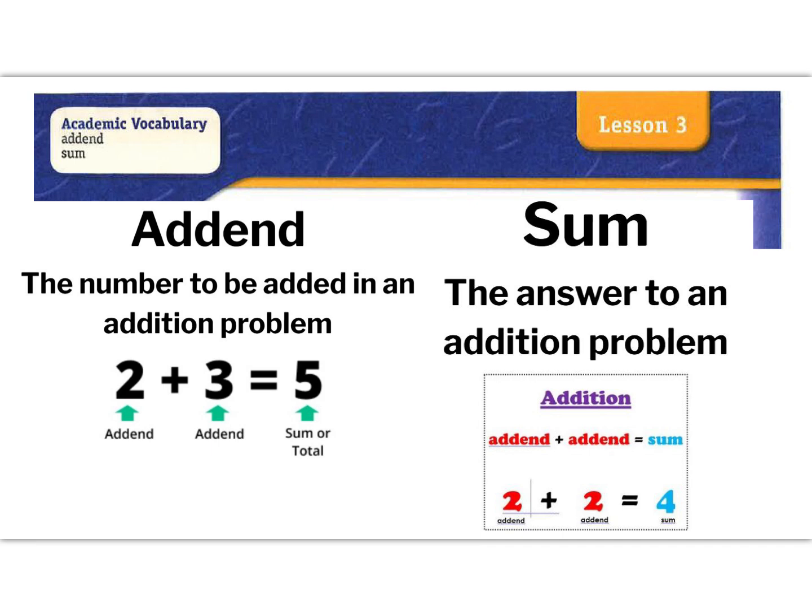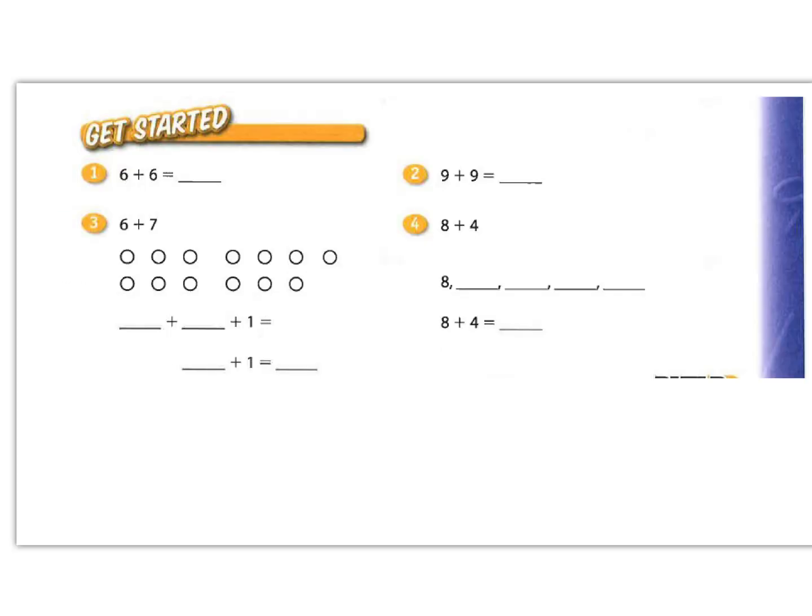Alright, so today we are talking about addition. The addend is the number to be added in an addition problem. So here we have the addends of 2 plus 3. So 2 and 3 are both addends, and then you get the sum or the total. The sum is the answer to an addition problem. So addend plus addend equals sum. So this is an example. Addends are the numbers that you add, and then you get the sum. That is the answer to the addition problem.